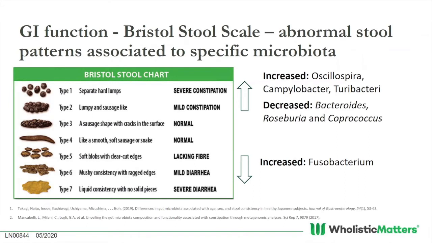Additionally, you can look at something like GI function. This can be very simply looked at through something like the Bristol Stool chart, where you are able to characterize how GI function is occurring based off of how the stool looks, and in association with these different types of stool, you can see some commonalities across whether it's increased or decreased microbes in individuals that have particular stool.